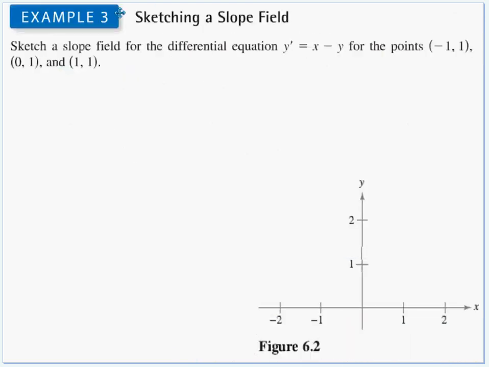Now here we're going to sketch a little slope field. The book only asks us for 3 points, so we're going to do a few more, just to have fun. Over here we've got a blank graph at -2 to 2 on the x-axis, 0 to 2 on the y. And here is our differential equation. Let me write it again over here. So y prime, the slope occurring at that point, is equal to the x-coordinate minus the y-coordinate.